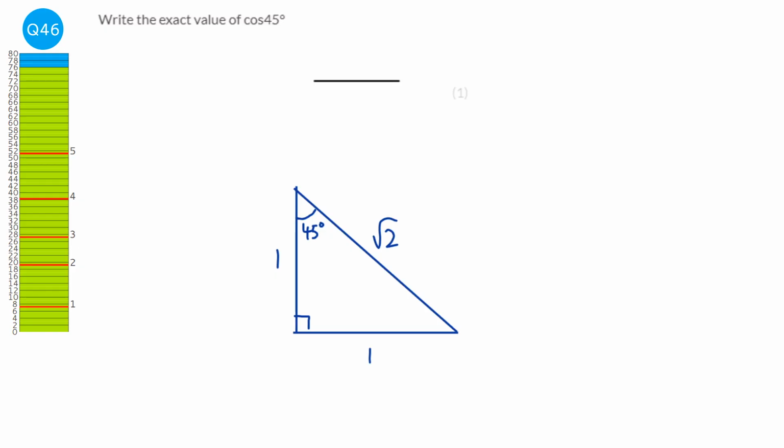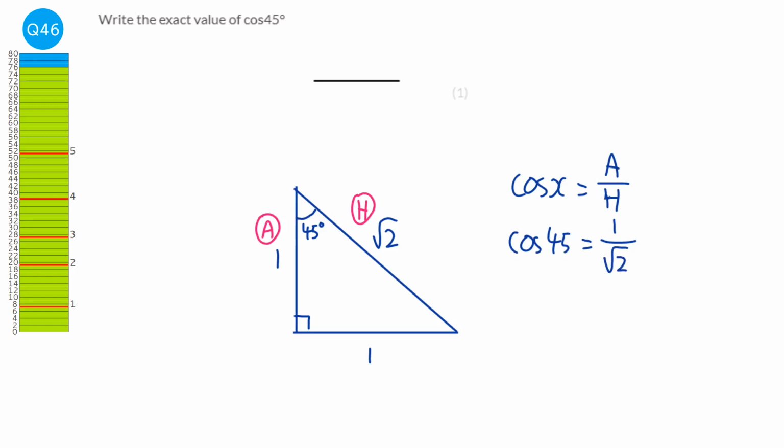When we label it with our marked angle here, we've got the adjacent is here and the hypotenuse is here. Now we know from trigonometry that cos x equals a over h. The angle is going to be cos 45, and a is going to be 1, and h is going to be root 2. Now, this is a bit of a strange one with 1 over root 2, because we need to actually be able to rationalise the denominator.